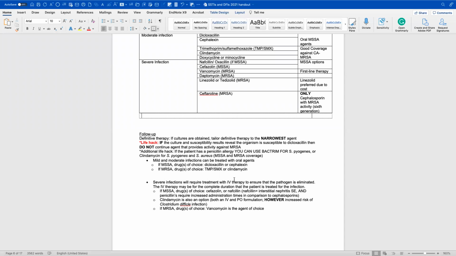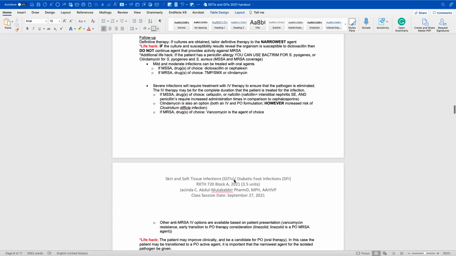So for mild and moderate infections that can be treated with oral agents, if we are treating for MSSA, meaning that we don't necessarily have any indication for MRSA presence, then we can use our anti-staphylococcal PO beta-lactams, those being dicloxacillin or cephalexin. If it is MRSA, then we can use Bactrim or clindamycin.